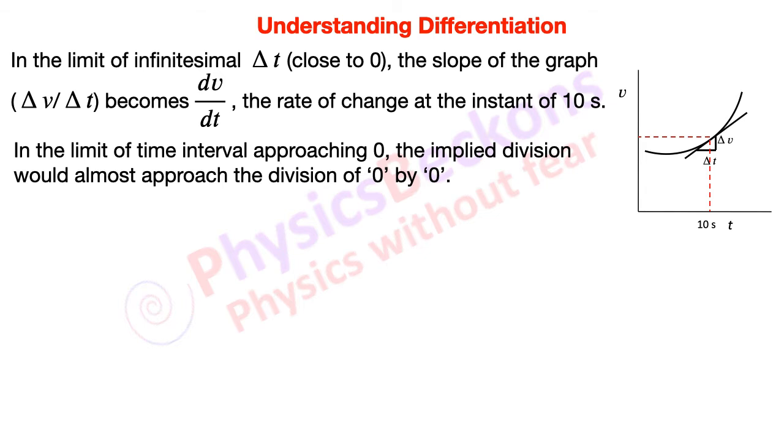The implied division would mean very small change in speed to very small change in time. That is, it will be a division of almost 0 by 0. Since 0 by 0 cannot be determined and dividing very small quantities will be difficult, we depend on mathematics. That is, we find the differential.